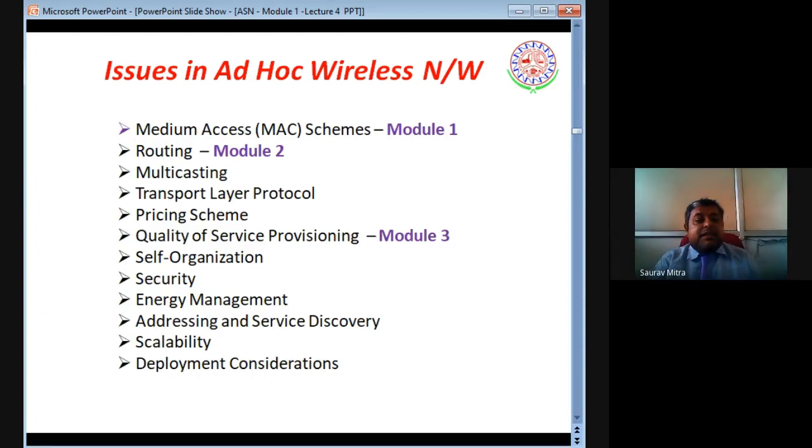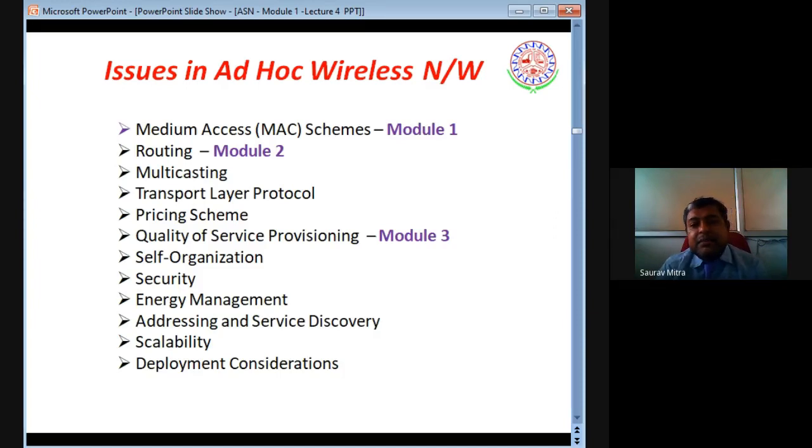Then next is energy management. These ad hoc wireless networks are energy constrained because we connect a minimum amount of battery, and we want the whole network to work or function as long as possible. So we have to manage the energy of the whole network in such a way that the network lives for quite long, and it can transmit data from source to destination for a quite longer period of time. So energy management is one of the very important issues for any ad hoc or wireless sensor network.